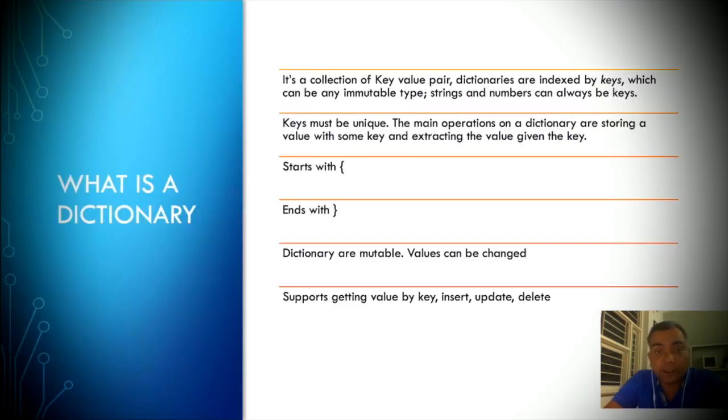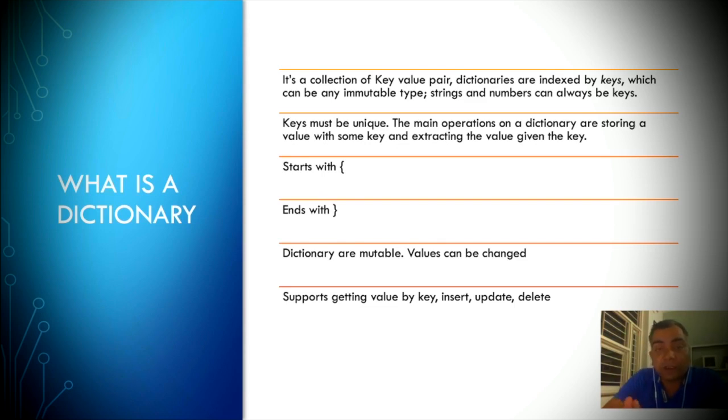So what are dictionaries? Dictionaries are a collection of key value pairs, and by key value pairs I mean every value is associated with a key, and when you get or insert or update data, you do it with the help of keys. And what can be a key? A key can be any immutable type, and right now we will concentrate only on strings and numbers as keys, because in most of the future you will be getting keys as strings and numbers.